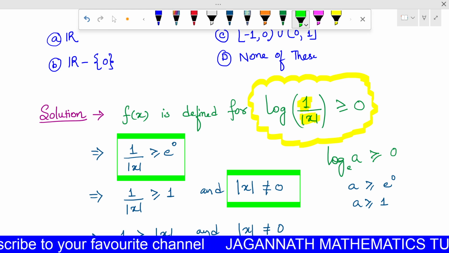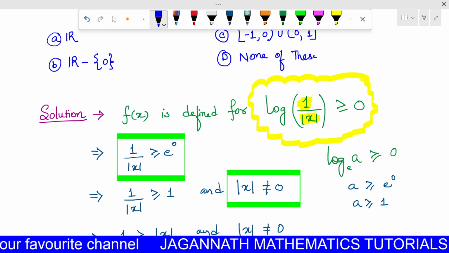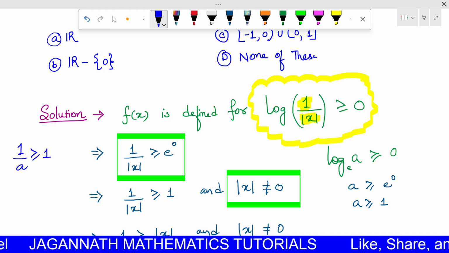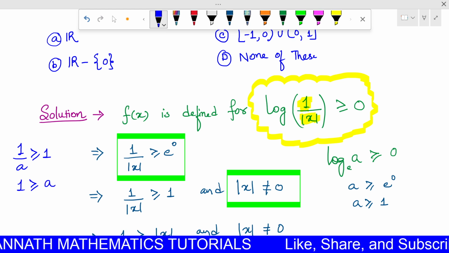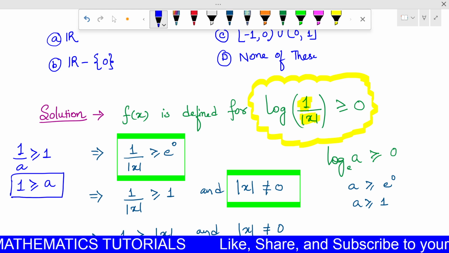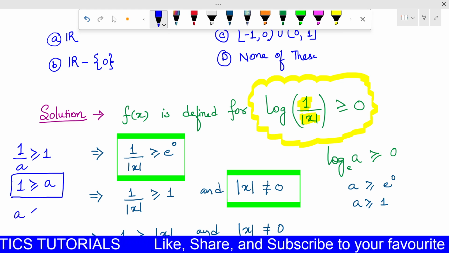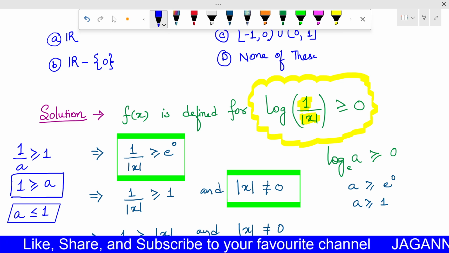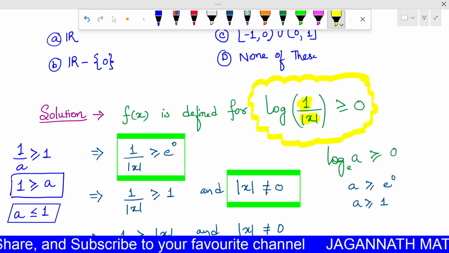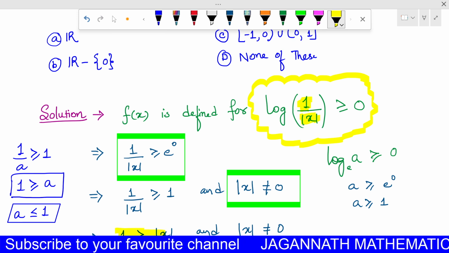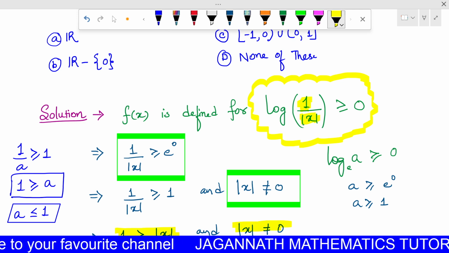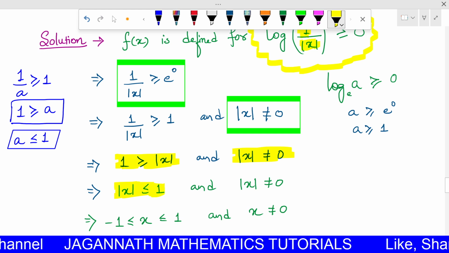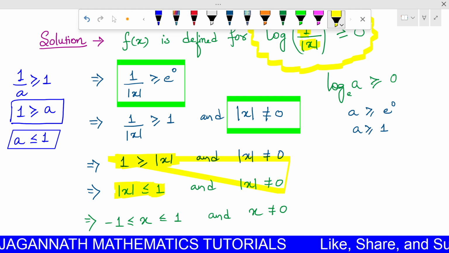Now if I say that 1 by a is greater than or equal to 1, then 1 is greater than or equal to a, right? Now if 1 is greater than or equal to a, can I say that a is less than or equal to 1? Yes, this means the same thing. Similarly, if we are saying that 1 is greater than or equal to mod x and x is not equal to 0, we can say that mod x is less than or equal to 1 and x is not equal to 0, right?